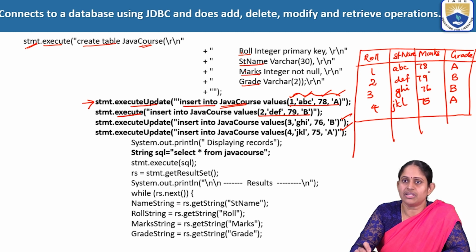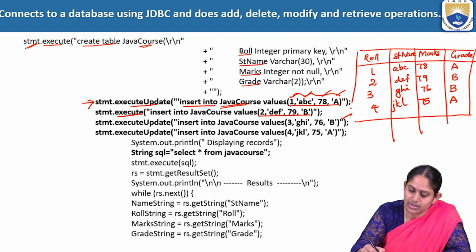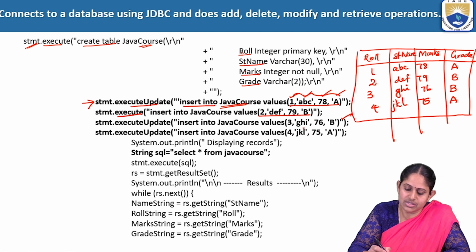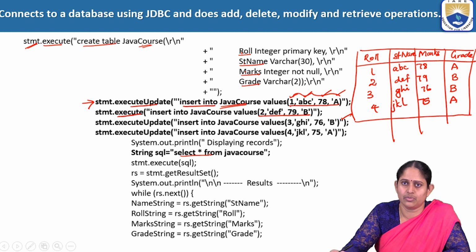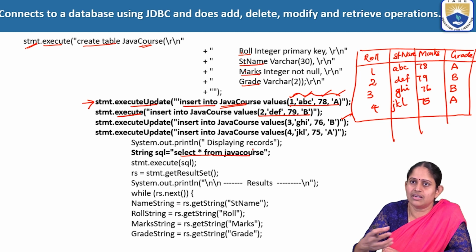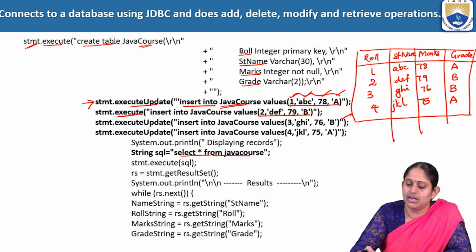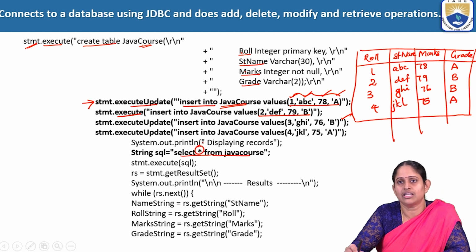Now we have to retrieve the values of that table. To retrieve the values, we make use of the select query of SQL. Select star from Java course means it will retrieve all the values of that particular table. Here star indicates it will display all the columns' values.